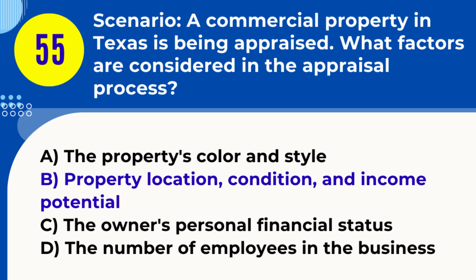Answer. B. Property location, condition, and income potential. Explanation. When appraising a commercial property in Texas, factors such as the property's location, physical condition, income-producing potential, and current market conditions are considered to determine its value.